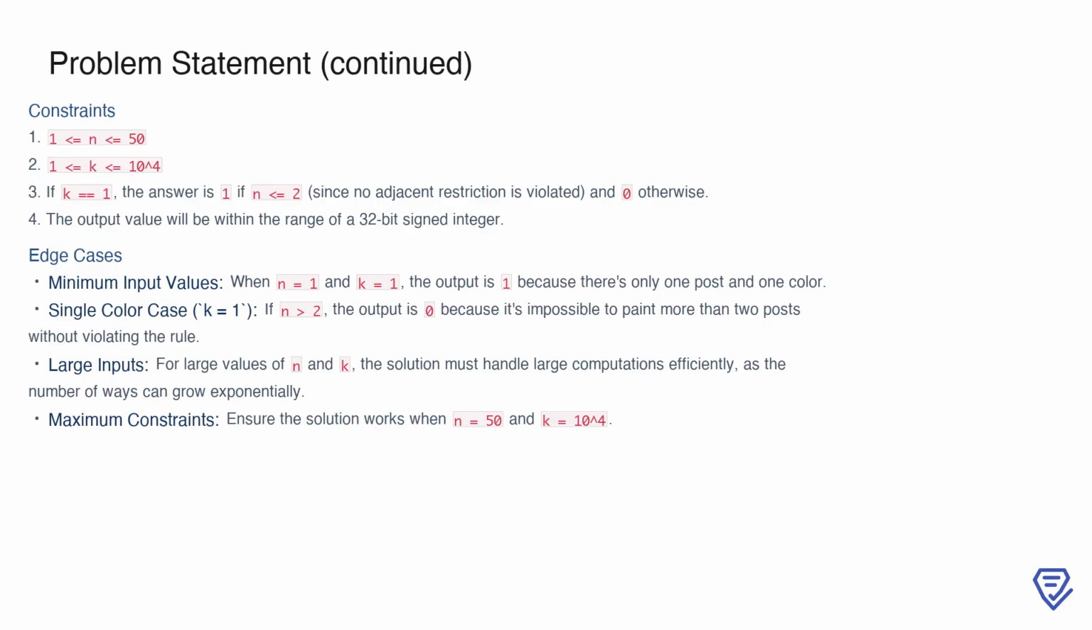Additionally, the solution must be efficient enough to handle large inputs, such as when n is at its maximum value of 50 and k is 10,000. The output must also fit within the range of a 32-bit signed integer. This means we need to account for edge cases like minimum input values, single color scenarios, and very large inputs to ensure the solution remains robust and efficient.